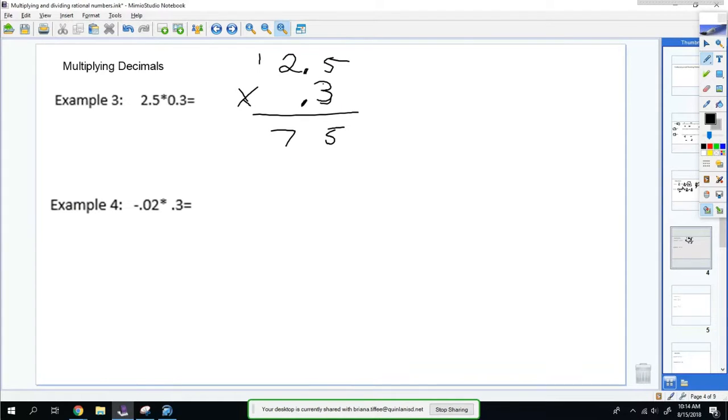So now after you're done multiplying, you want to look at how many decimal places you have. So up top, I have 1. Down below, I have 1. So 1 plus 1 is 2. So it means I need to move my decimal 2 times. So you go 1, 2. So my answer will be 0.75. Now I want you to try.